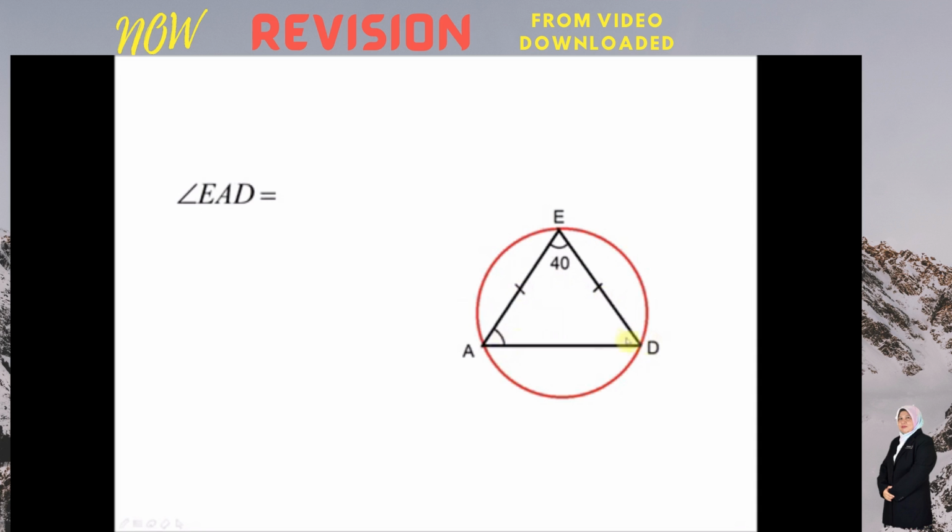They are equal. So if we take 180, the total of the interior angles, minus 40, divided by 2, because these two are equal, you can find the value. Okay, so 180, the total interior angles, minus 40, and divided by 2 because there are 2 base angles. You get 70 degrees, which is the answer.